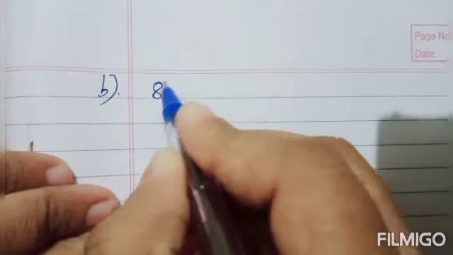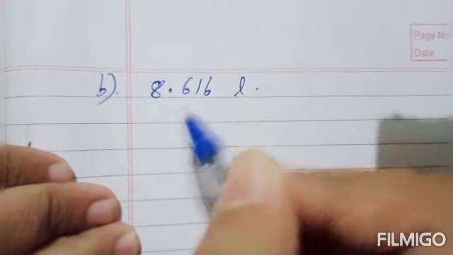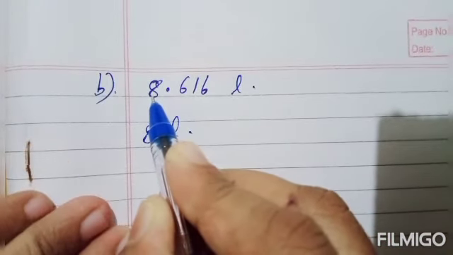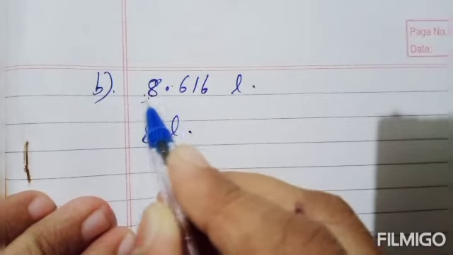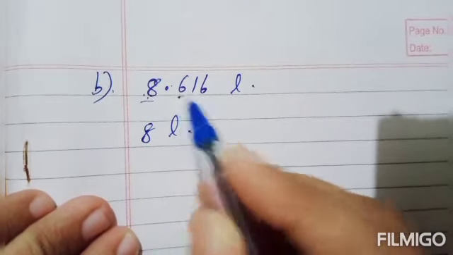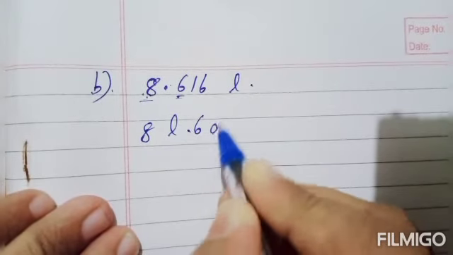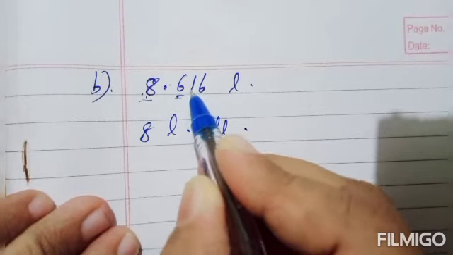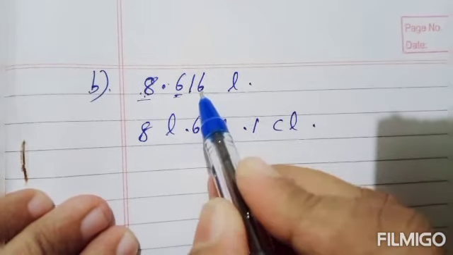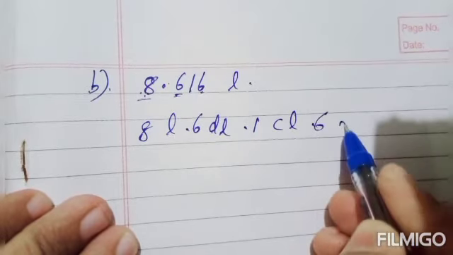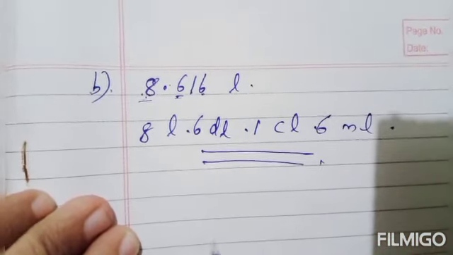Next to B, 8.616 liter. So how can you write this? 8 liter. Before the decimal point it is liter. 10th place, it is deciliter. So 6 deciliter. Now 100th place, it is centiliter. So 1 centiliter. 1000th place, it is milliliter. So 6 milliliter. This will be the answer.